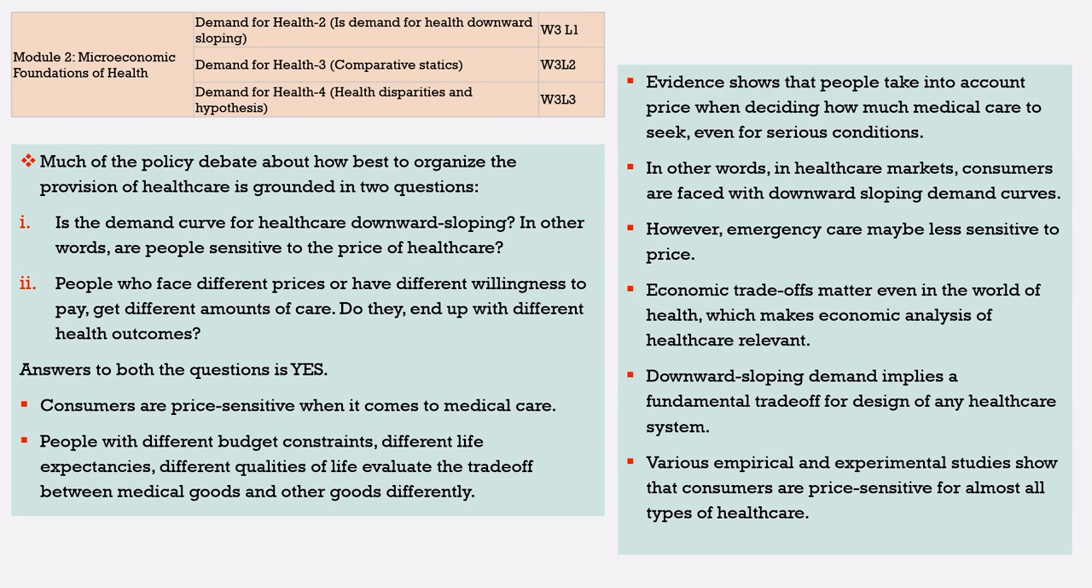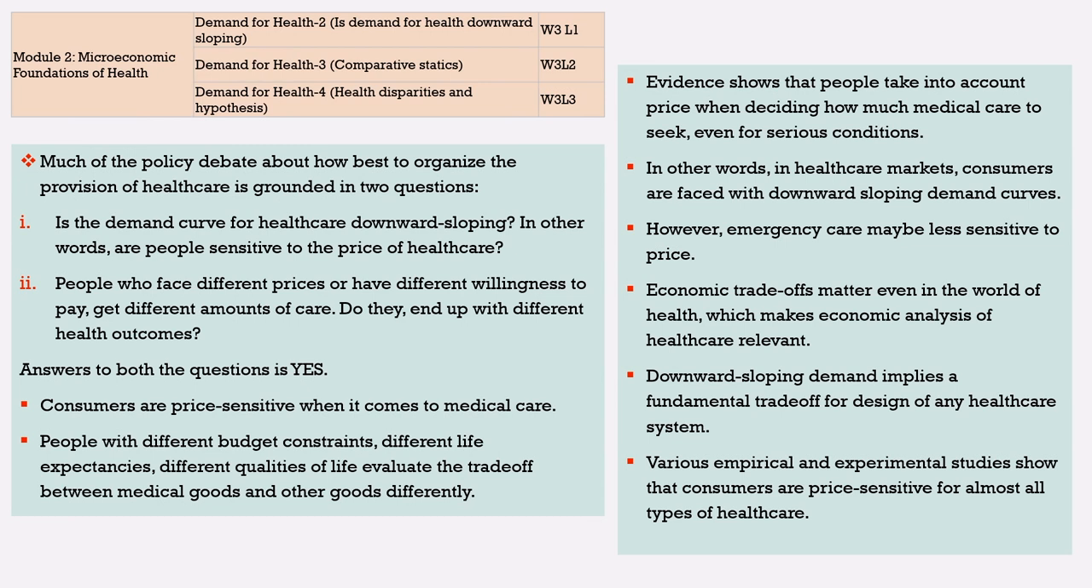with a focus on health disparities. Now, much of the policy debate about how best to organize the provision of healthcare, we discussed, was grounded on two questions. One was, is the demand curve for healthcare downward sloping? Or in other words, is demand for health also very price sensitive, as we have seen in the case of commodity markets, where demand for a commodity is very price sensitive?